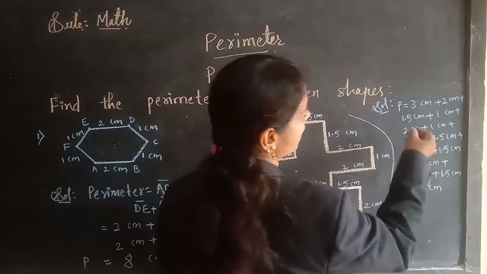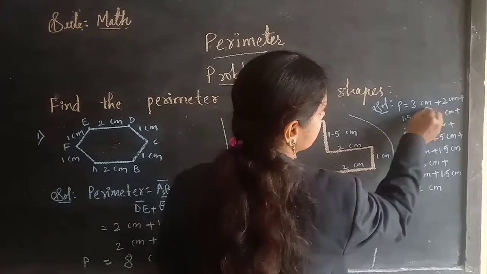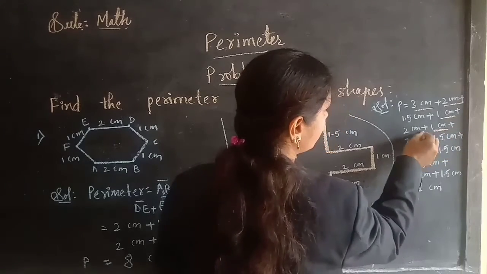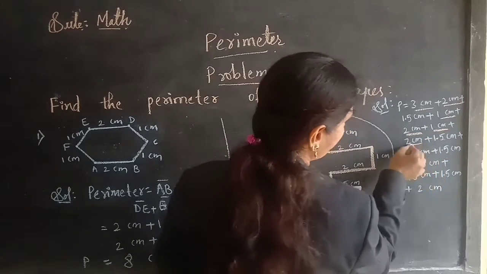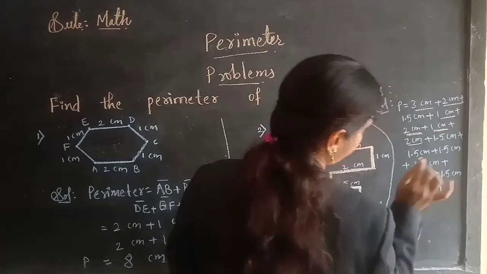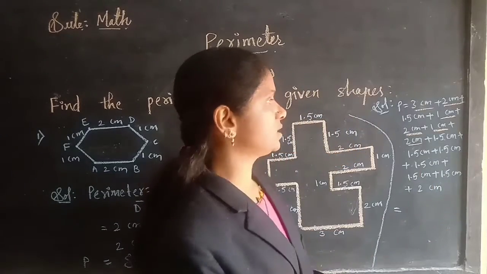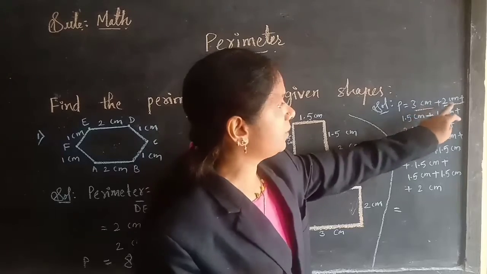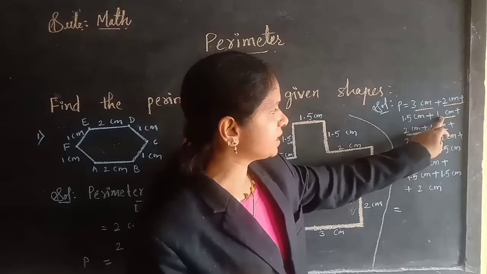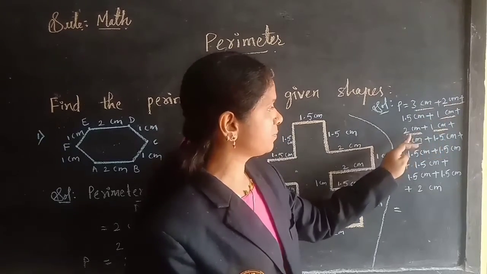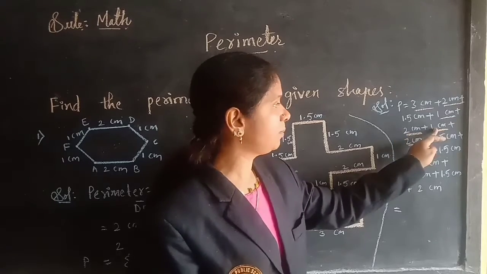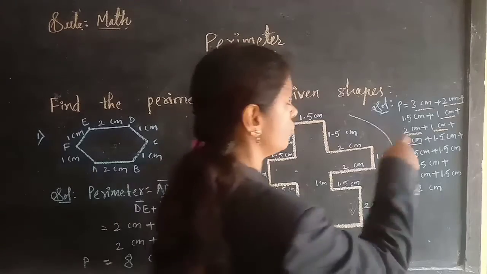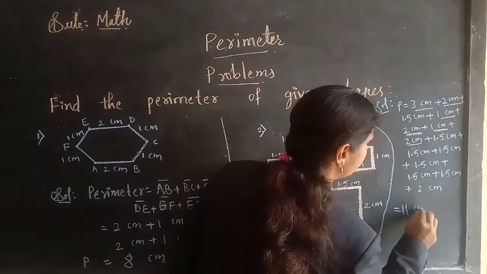Come on, first I am adding these numbers: 3, 2, 1, 1, 2, 2. I am leaving the decimal numbers children. So normal numbers I am adding first. 3 plus 2, 5. 5 plus 1, 6. 6 plus 2, 8. 8 plus 1, 9. 9 plus 2, 11. So 11 centimeters I am getting.